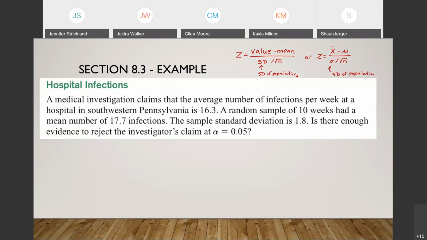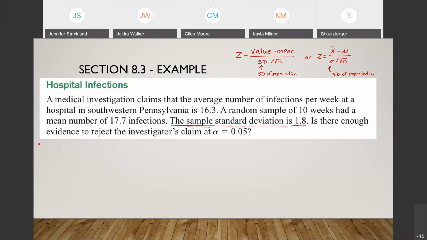Okay, so when we look at this first problem, that standard deviation is going to be the issue that we're going to bump into, because when I look for my standard deviation in this problem, it says the sample standard deviation is 1.8. Okay, and so that is the problem that we have to deal with in this section, because the formula that we have so far requires that we have the standard deviation of the population. And we don't have that. We have the sample standard deviation.